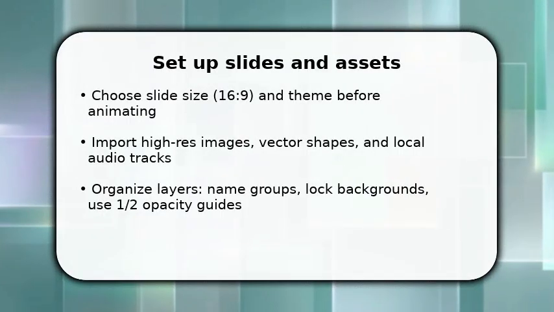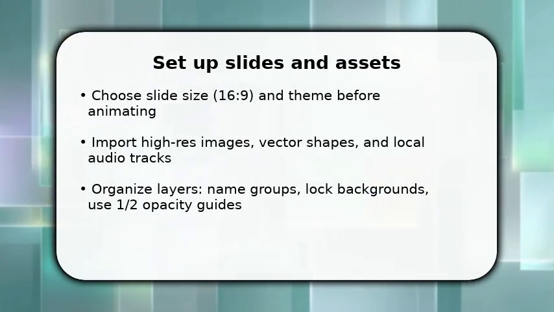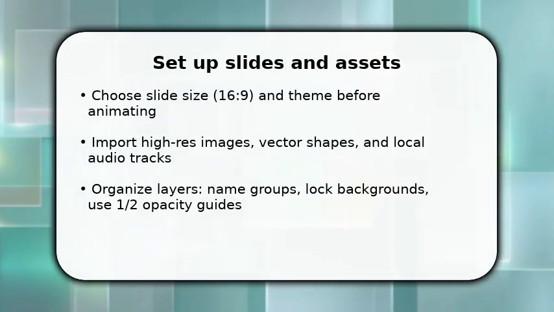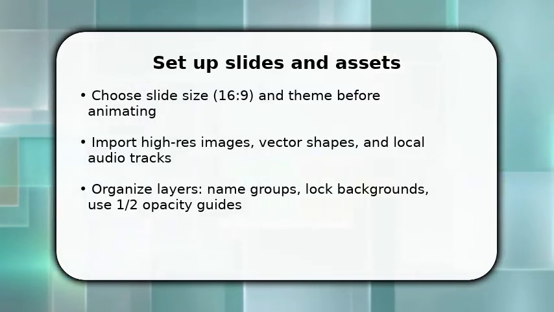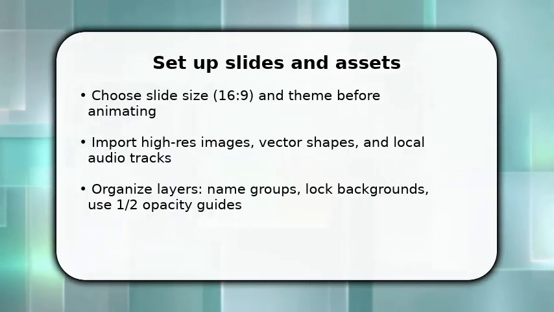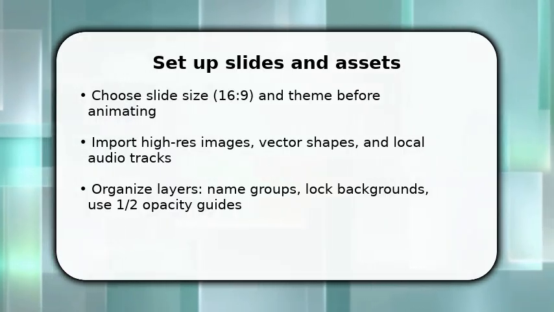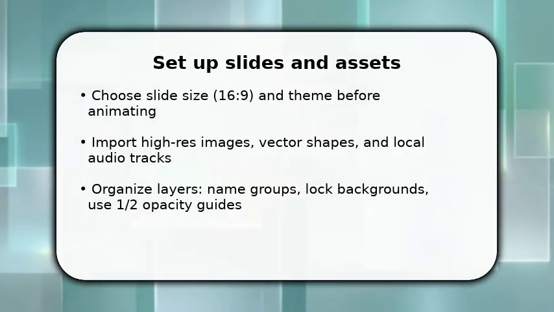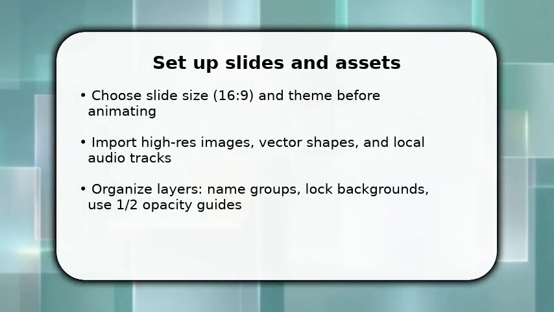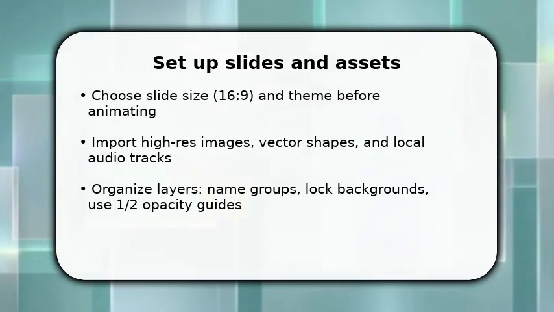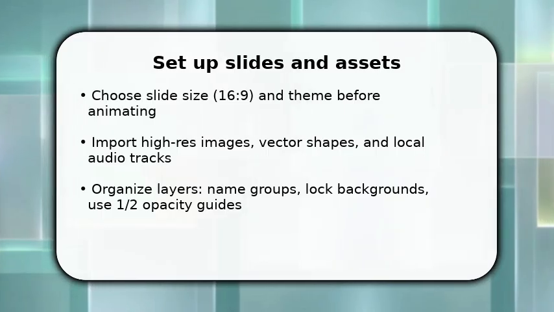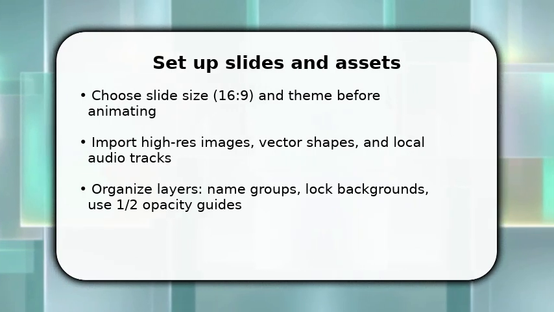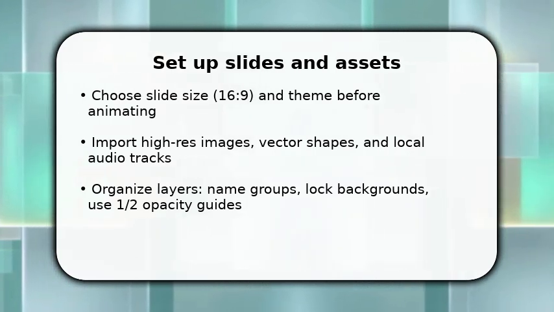You start by prepping what you'll animate. Set your slide size to 16:9 and pick a consistent theme. Then import images, SVG, and any audio so everything is ready in one place. Once done, name layers and group related objects. This prevents accidental moves. Make a duplicate slide to test changes without losing progress. If you need precise motion, add 1/2 opacity guide shapes to map paths. These steps get you into the creative flow quickly and reduce rework later.